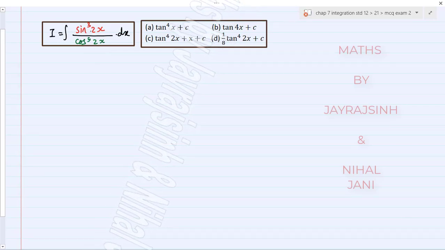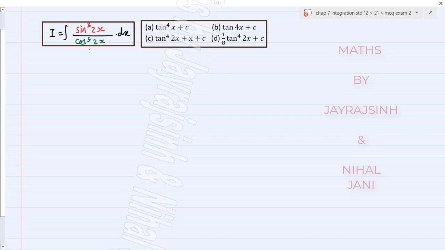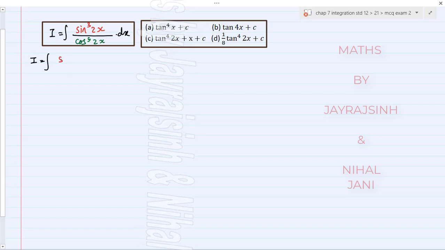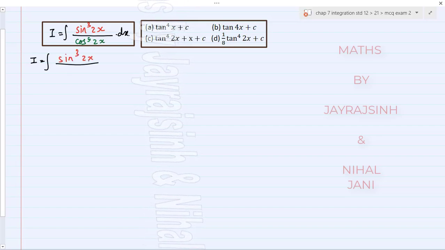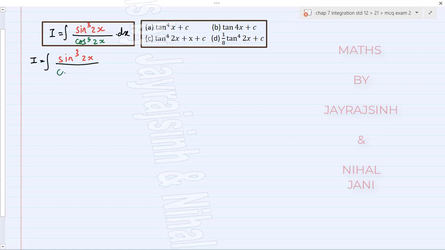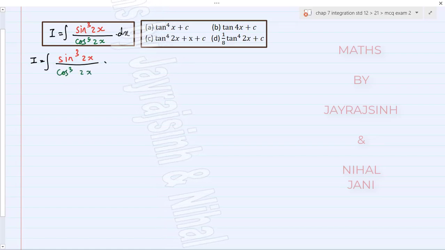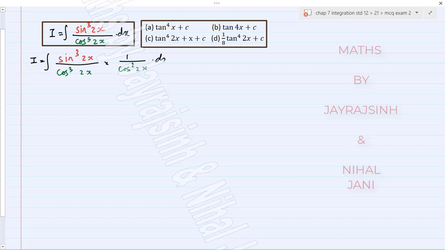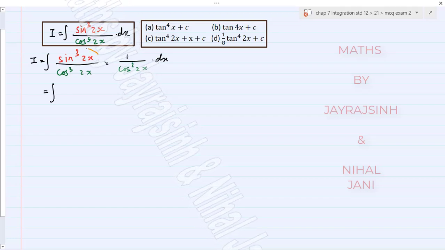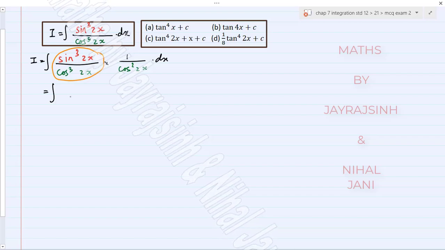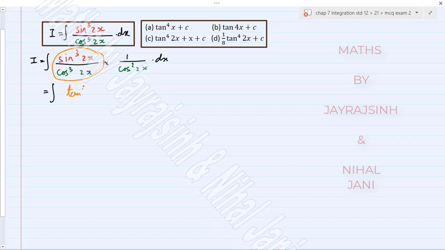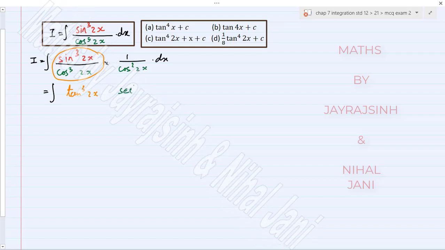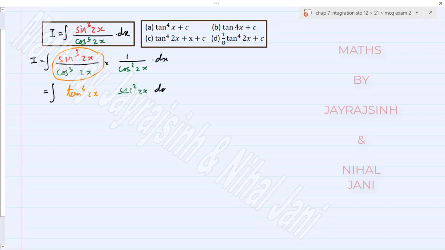Here you have to integrate sin 2x raised to 3 upon cos 2x raised to 5. If we simplify our denominator, then we can say cos 2x raised to 5 can be split into cos cube 2x into 1 upon cos square 2x dot dx. So this sin cube 2x upon cos cube 2x will become tan cube 2x, and 1 upon cos square 2x will become sec square 2x dot dx.